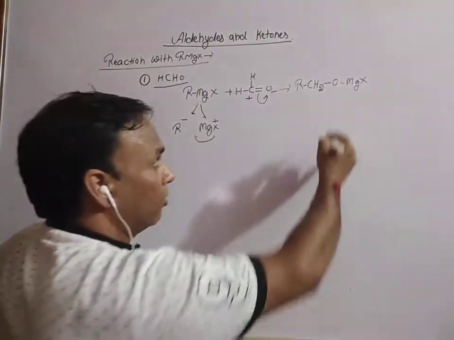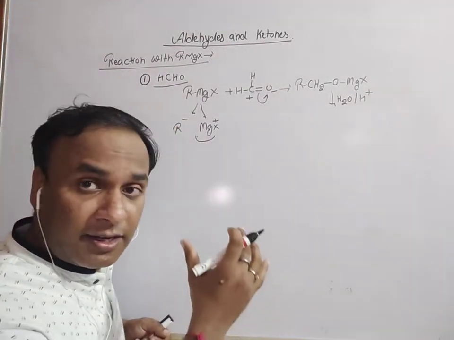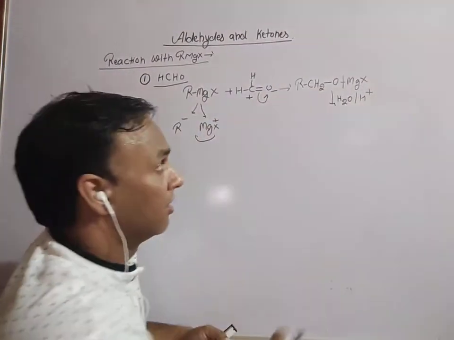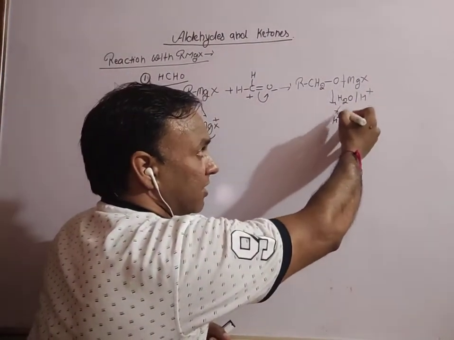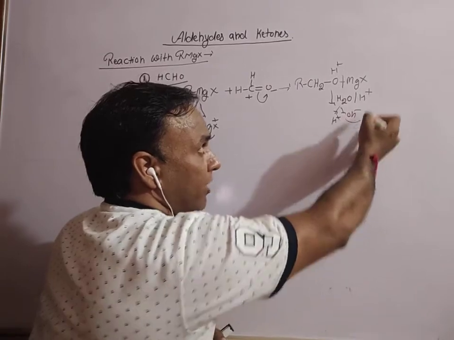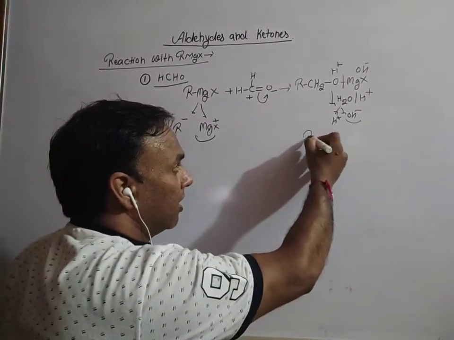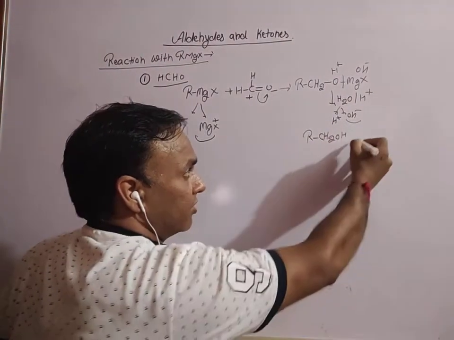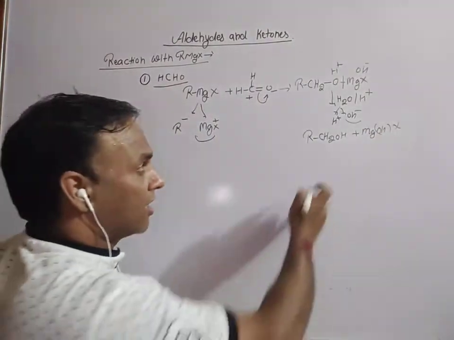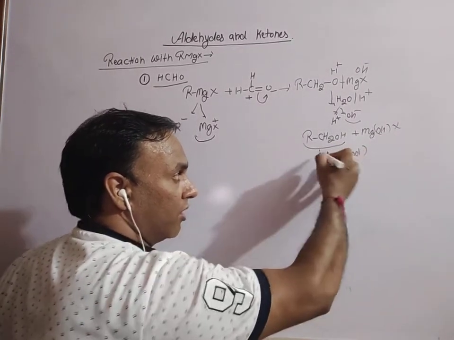Now hydrolysis in the presence of acidic medium. In such condition, the bond is broken between oxygen and magnesium metal, and water gets ionized into H plus and OH minus. H plus combines with the oxygen and OH minus combines with magnesium. So it forms RCH2OH and Mg(OH)X. RCH2OH is called 1 degree alcohol.